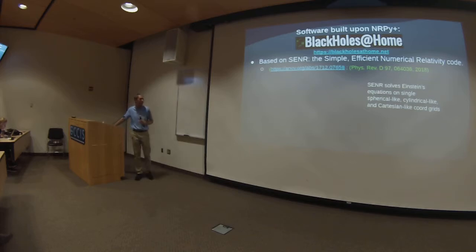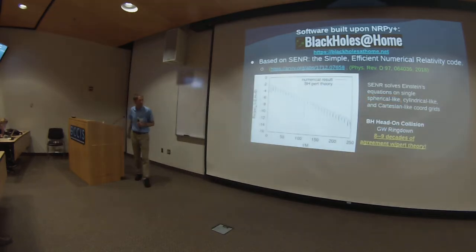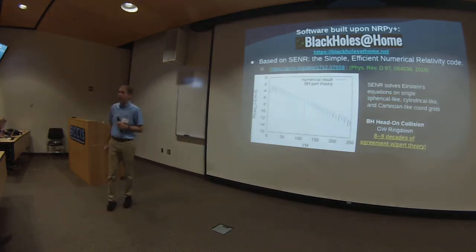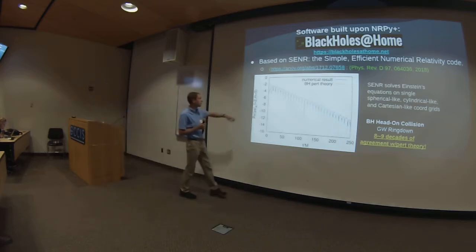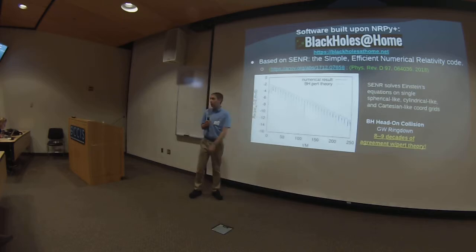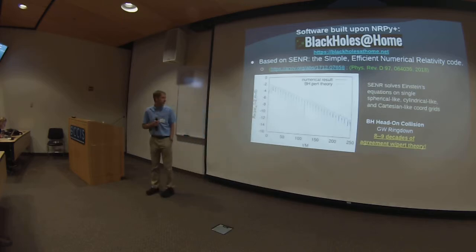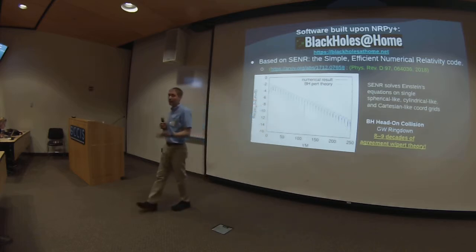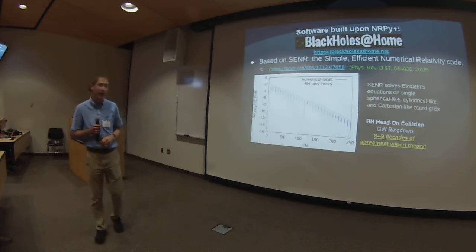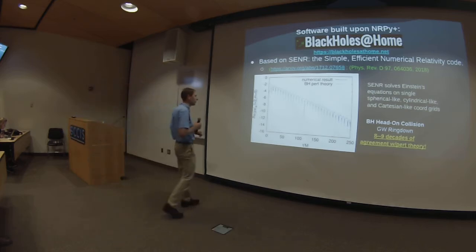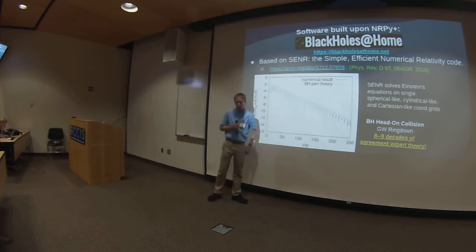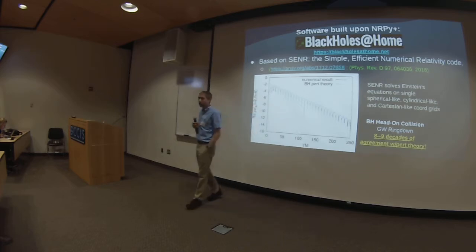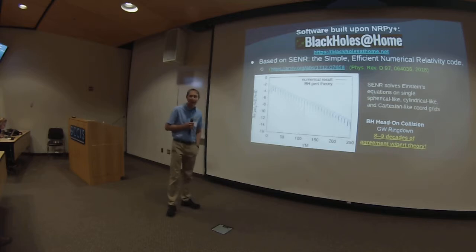And again, Zener solves Einstein's equations in spherical-like, cylindrical-like, and Cartesian-like coordinate grids. An example of the amazing things you can do on a purely spherical grid is a black hole head-on collision, where you look at the gravitational wave ringdown. You can compare the result with black hole perturbation theory, which predicts an amplitude, fall-off, and constant frequency behavior for this ringing-down black hole. And it actually follows black hole perturbation theory for between 8 and 9 decades.